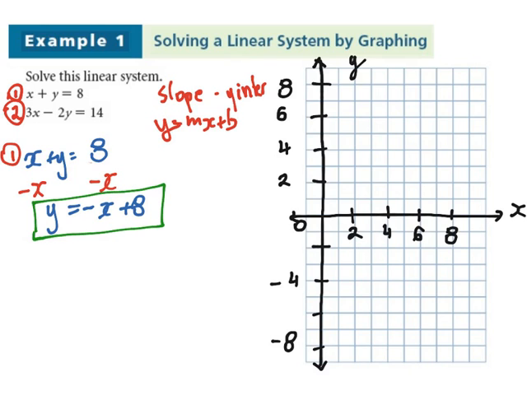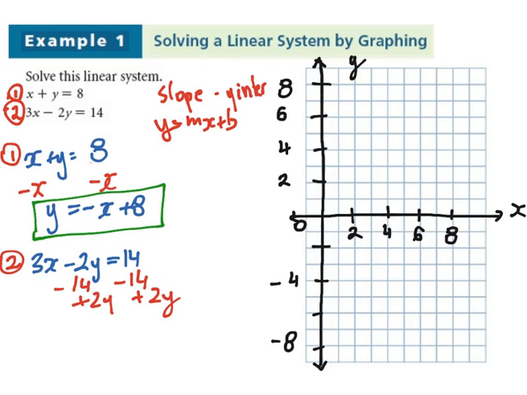But before we graph it, let's do a similar transformation to the second equation. So here's my second equation. We're going to isolate the y. So I'm going to move the y to the right side of the equation, and the 14 to the left side of the equation. So we're going to subtract 14 from both sides of the equation, and we're going to add 2y to both sides of the equation.